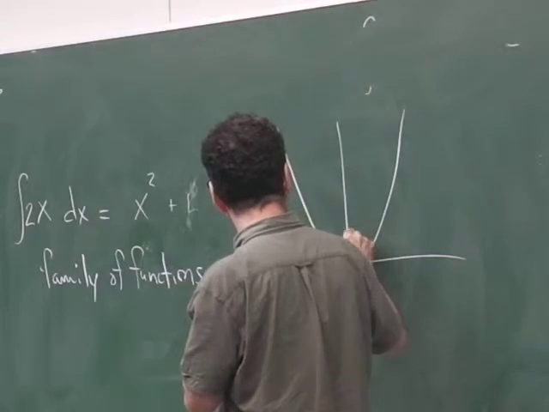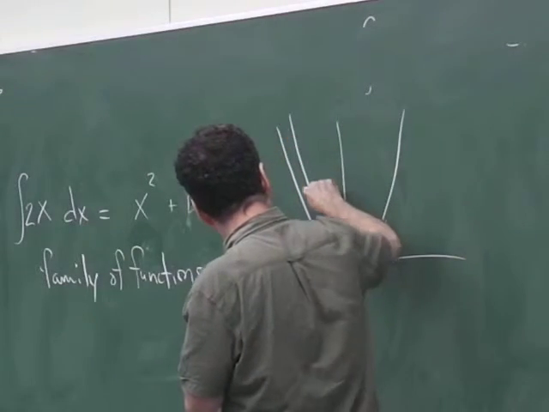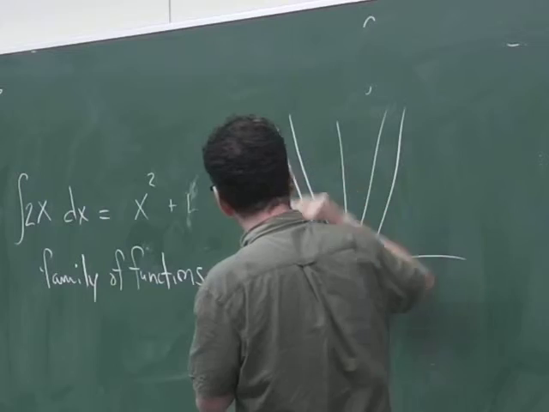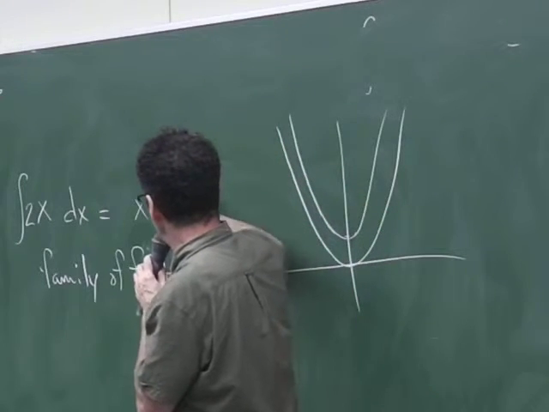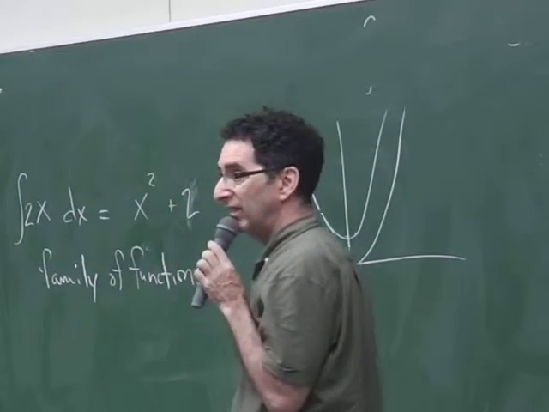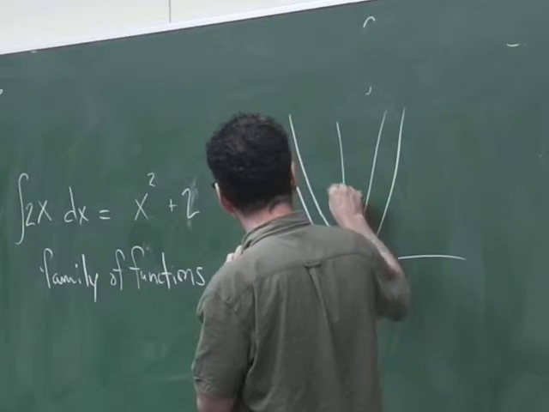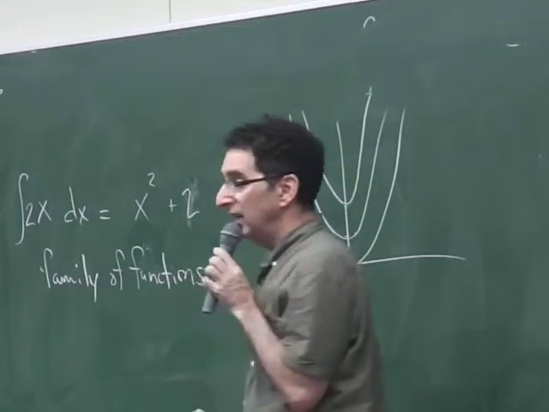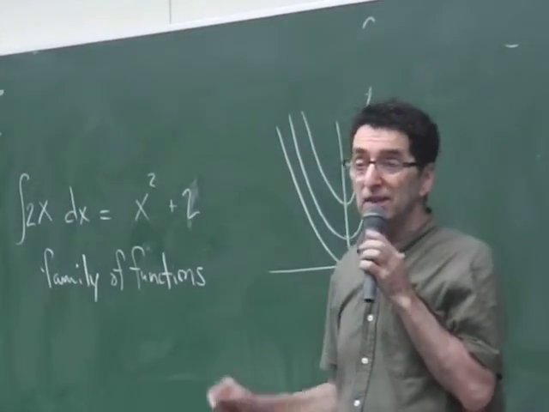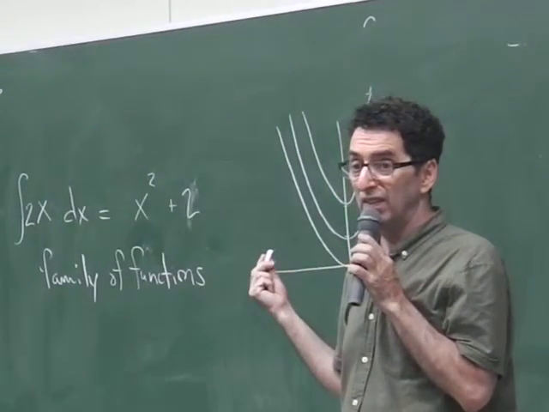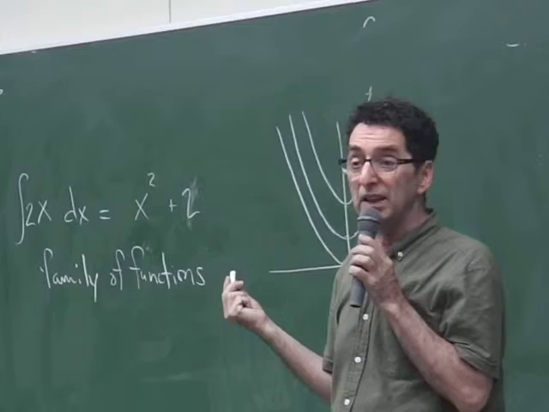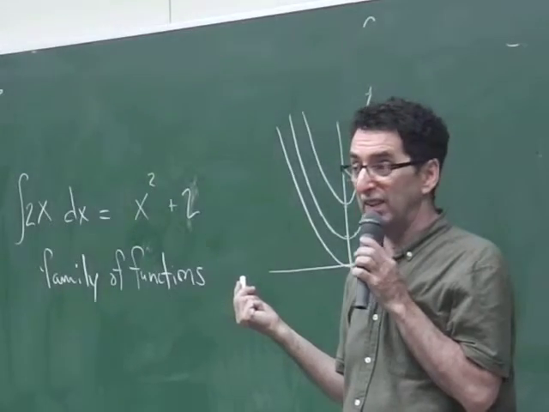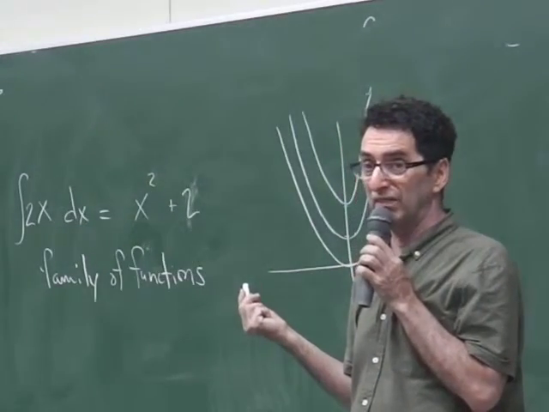So where's that here? And how about if I made it with 2? What's that? Again, the same shape, just shifted up by 2. So they're all different functions, but they're certainly related, right? So it's a kind of family of functions they talk about. And the only difference is the constant.